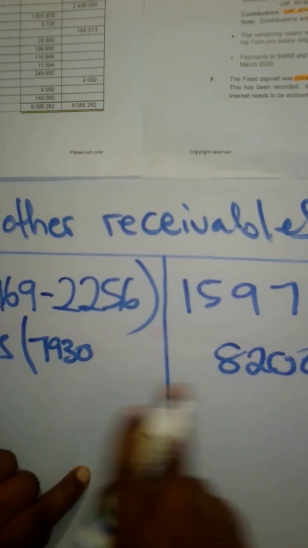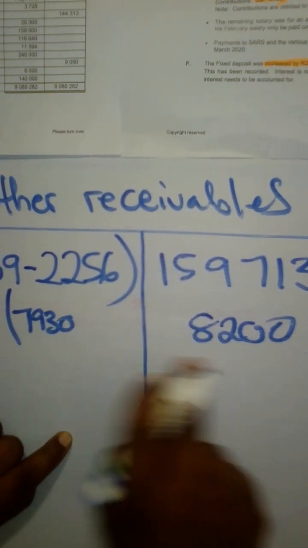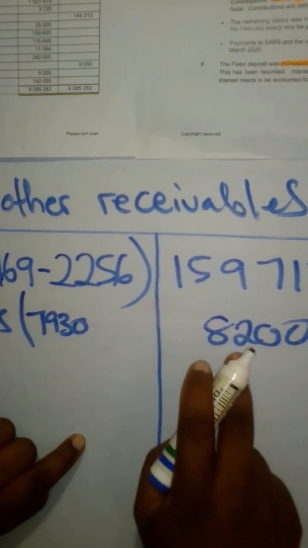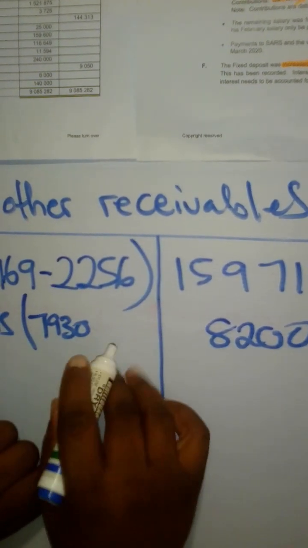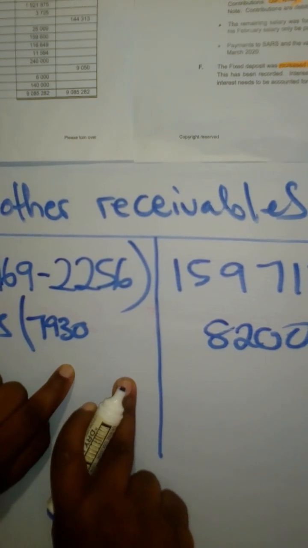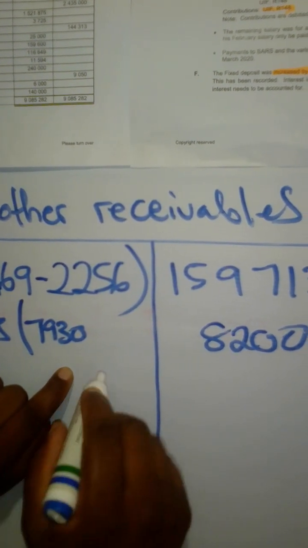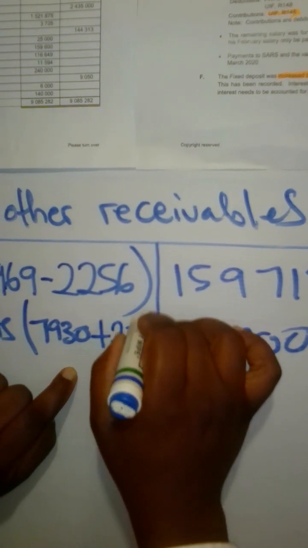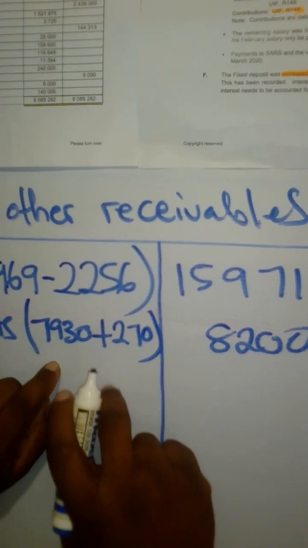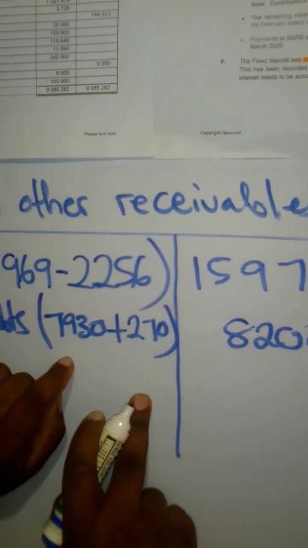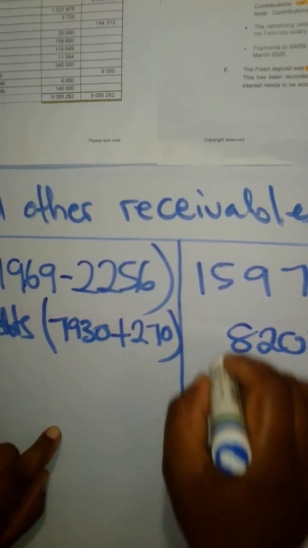But here we are simply now going to indicate that our provision for bad debts increased. By just looking at them, we can see that it increased by the difference. What was the difference between 7,930 and 8,200? If you remember very well, when we calculated an increase in provision for bad debts, we had an increase of 270. So we say plus 270. Doing this calculation will also earn you a mark. So it is important for you to also do that calculation.